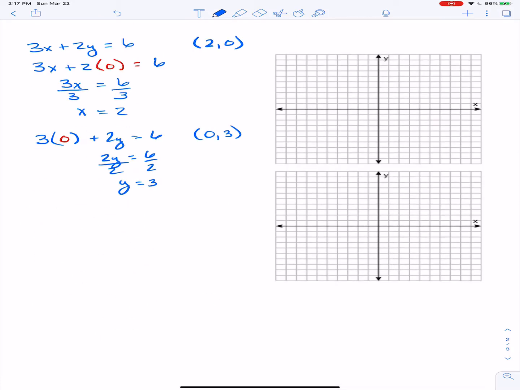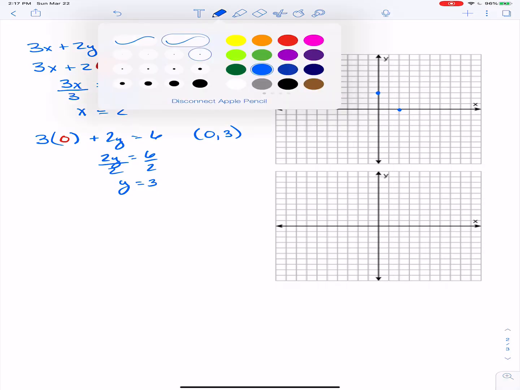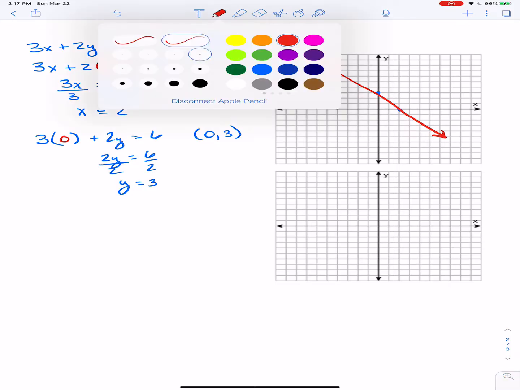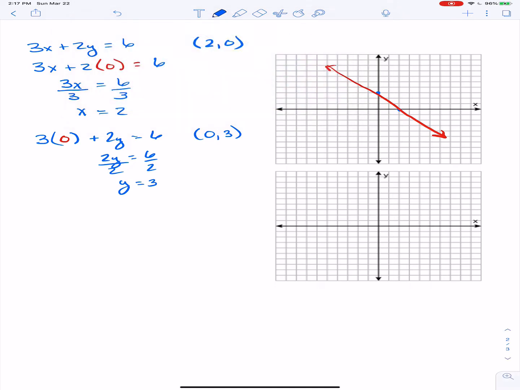So now we're ready to graph. So I'm going to graph 2, 0. And then 0, 3. And then I'm going to join those two points. And we have our graph for 3x plus 2y equals 6. Let's do one more. Again, you may pause the video if you'd like, and then graph yours, and then come back and see if your answer matches mine.